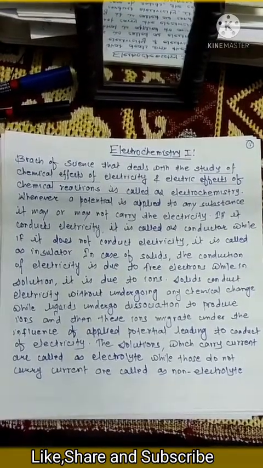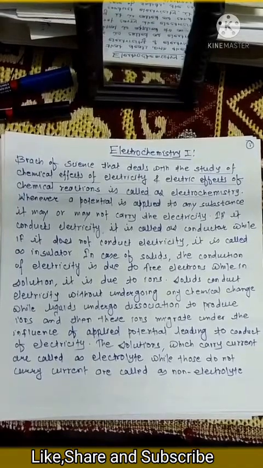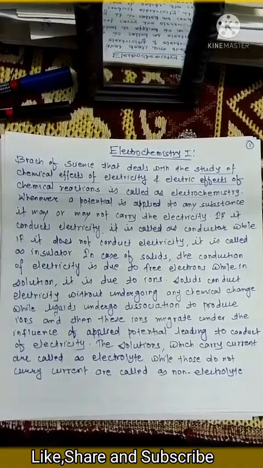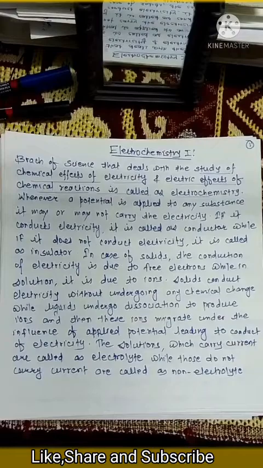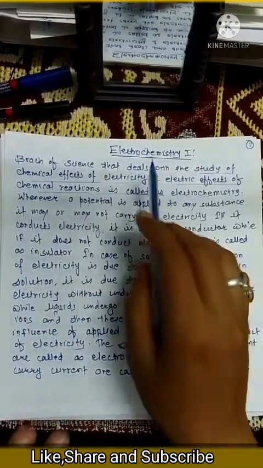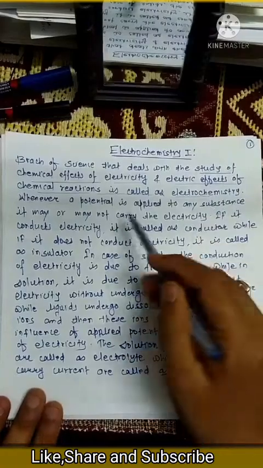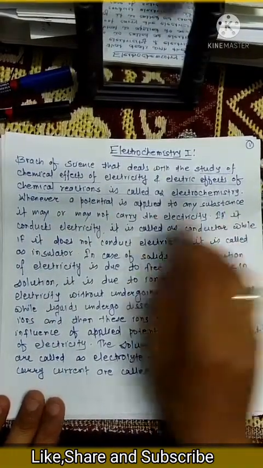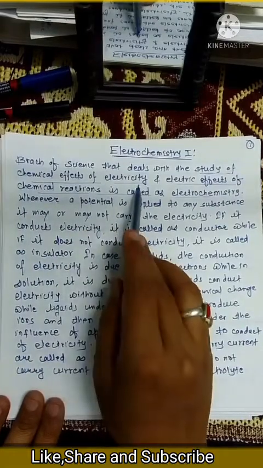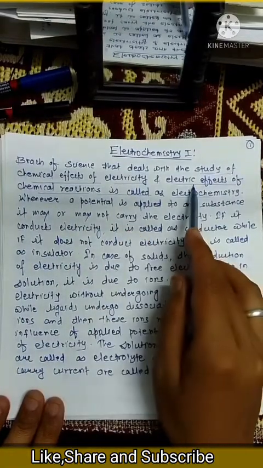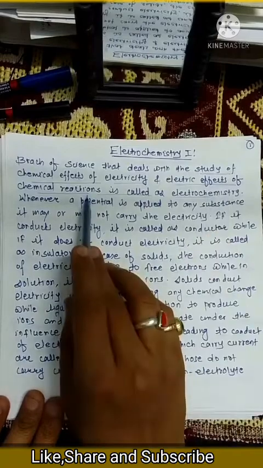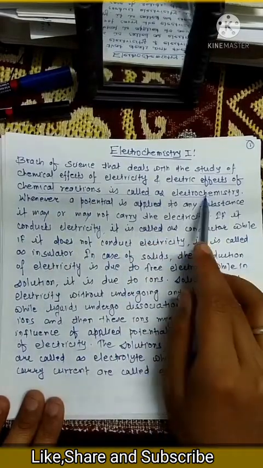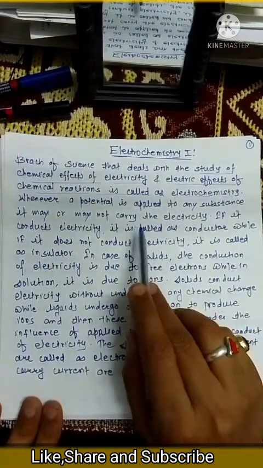Good morning, students. Today we are going to discuss electrochemistry part 1. So first of all, what is electrochemistry? The branch of science that deals with the study of chemical effects of electricity and electric effect of chemical reaction is called electrochemistry.